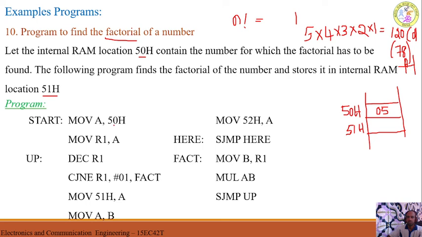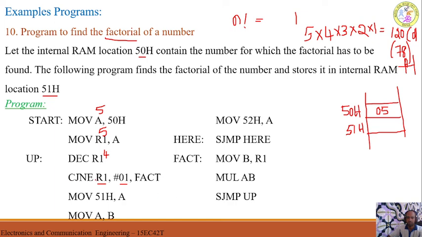So MOV A, 50h, that is 05 will come to the accumulator. Accumulator becomes 05, and that is stored in the R1 register again. Decrement it by 1 because I want to multiply it with 4 now. Therefore I will decrement R1 by 1. Now R1 becomes 4. And CJNE R1, #01, fact. Why am I comparing R1 with 01? Because once I get 01, I need to stop the multiplication. I keep multiplying the numbers by decrementing the given number until you are going to get 1. Once you get 1, you have to stop.